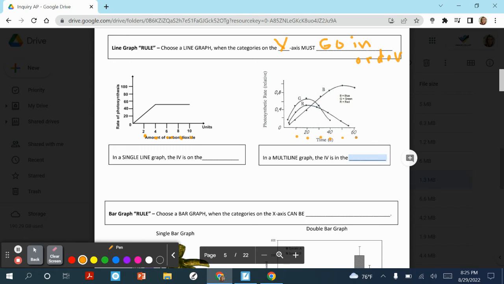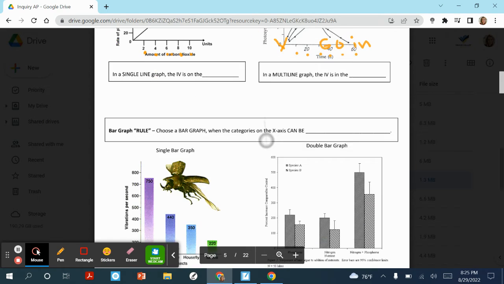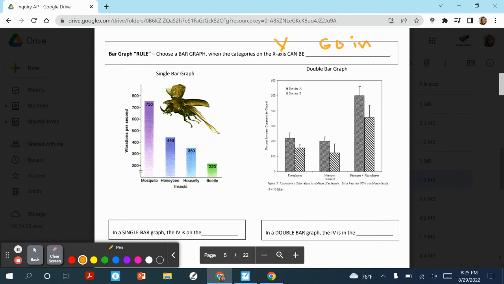Now, you should be able to look at a graph and in 2 seconds be able to tell me what is the IV and what is the DV. So remember, on all graphs, the DV is going to be on the Y. For that first one, the DV was rate of photosynthesis. For this one, my DV is the photosynthetic rate. Let's go ahead and write that down here because the DV is always going to be on our Y axis.